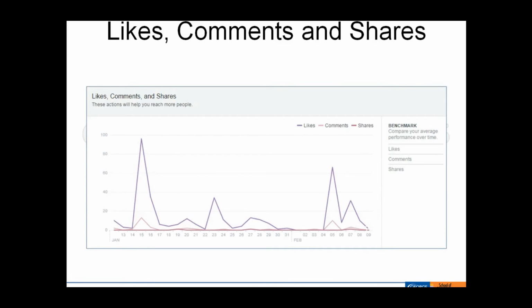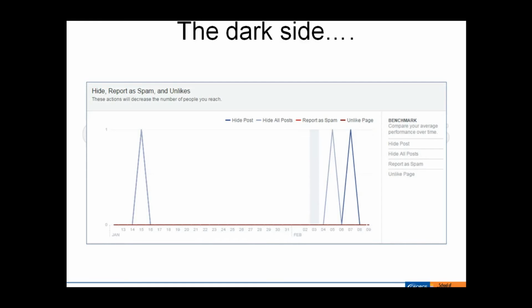Underneath that we have our likes, comments, and shares. Fairly straightforward, fairly self-explanatory. Now under that we have the dark side. You don't want to just measure success, you want to find out what's maybe not going so well on your page. One way you can do that is through things like how many people have hidden a post because they don't like it, how many people have decided to hide all posts, and how many have unliked the page or reported you as spam. Now luckily this page is doing pretty well.